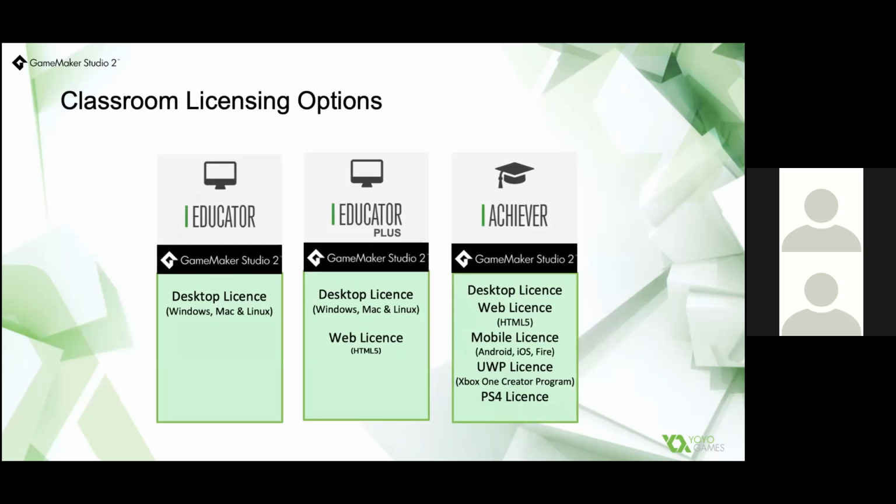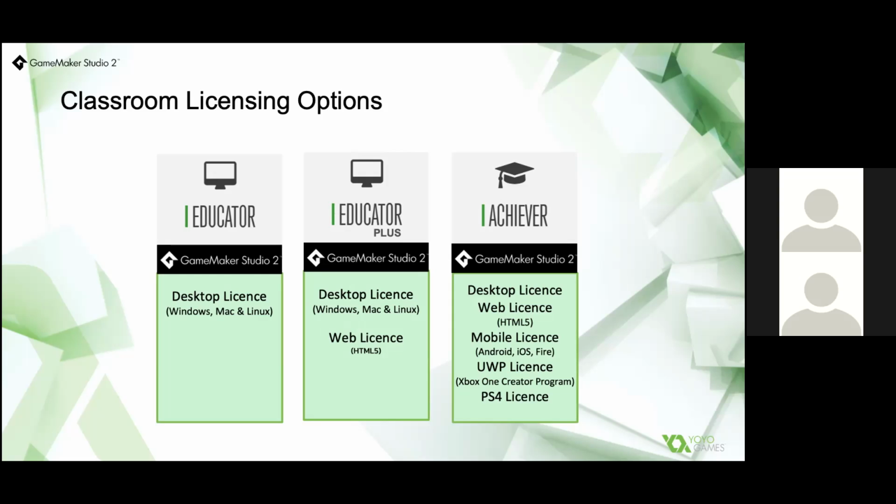We have 3 types of licenses available, and these can be purchased through Studica. We have Educator, which covers our desktop licenses, Windows, Mac, and Linux. Then we have Educator Plus, which covers desktop licenses, and web license, which is HTML5. And finally, we have Achiever, which covers the desktop, web, and then it has mobile, which contains Android, iOS, and Fire, UWP, which is Universal Windows Platform, and PlayStation 4. There's a 1-year and 2-year option. The seats are concurrent use licenses, so they can be used for multiple classes.